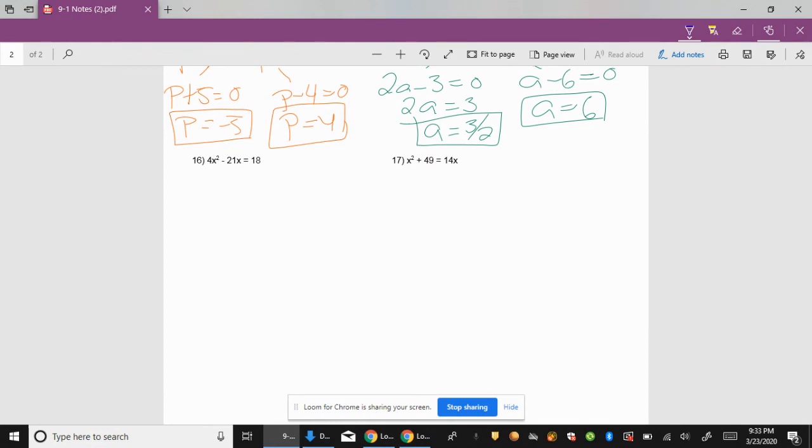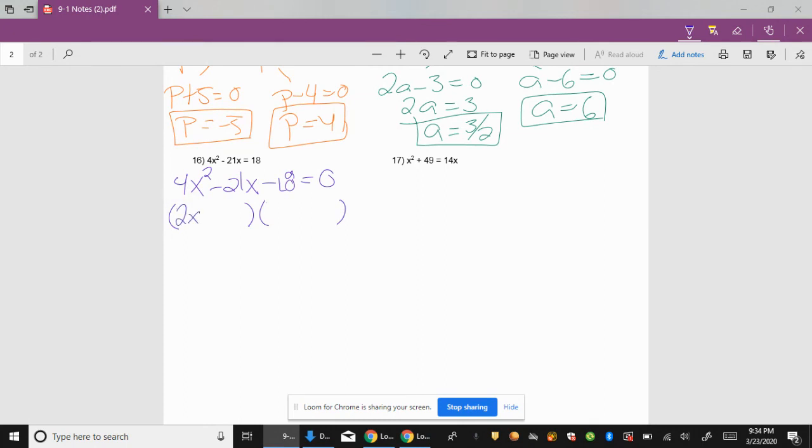So on 16, I need to subtract the 18 to both sides, and when I rewrite it, I want it in standard form. So this would be minus 18 equal to 0. So we have that piece of it done. Now it's ready to try to factor. For guessing and checking, this one's a little trickier because my x's could be 2x and 2x or 4x and 1x.